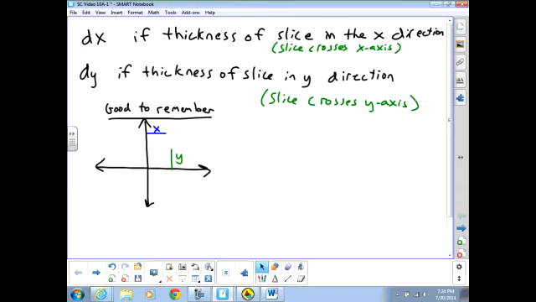When setting up your radius or radii, if it's washers, it's important to remember that any line that comes from the y-axis is an x, and any line that comes from the x-axis is a y. And that's just based on how our points are defined. When we do coordinates, the distance you move to the right is x, distance you move up is y.